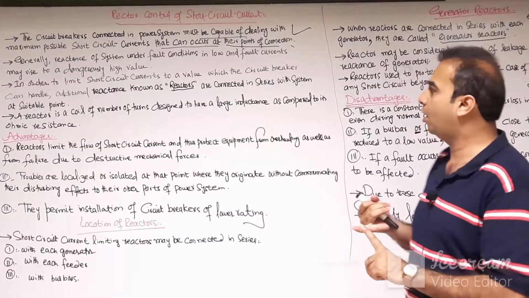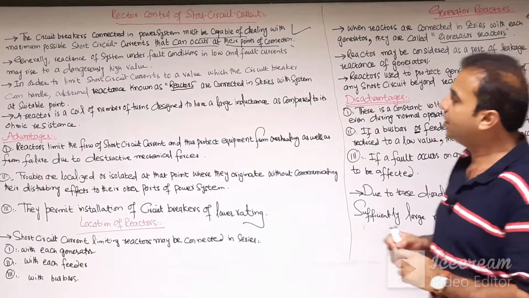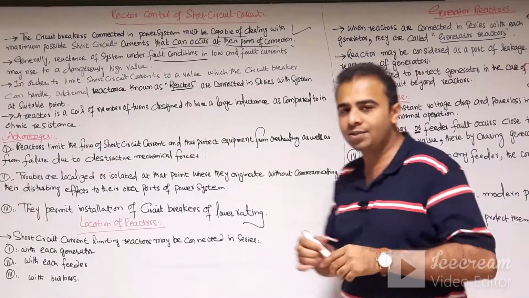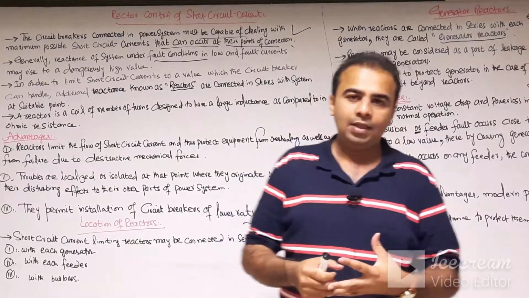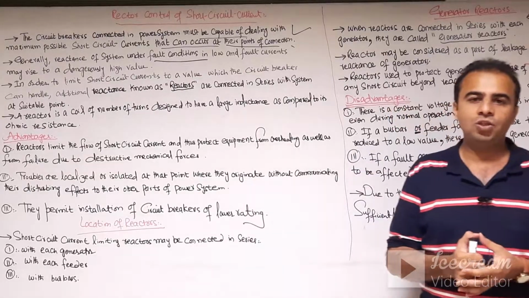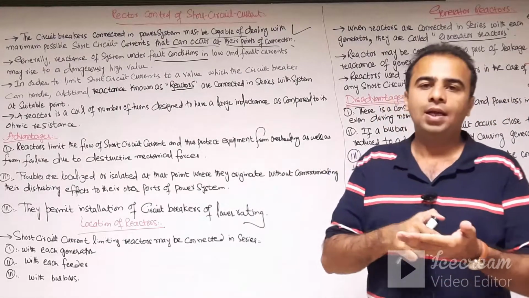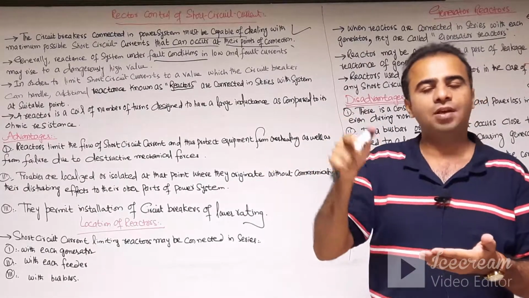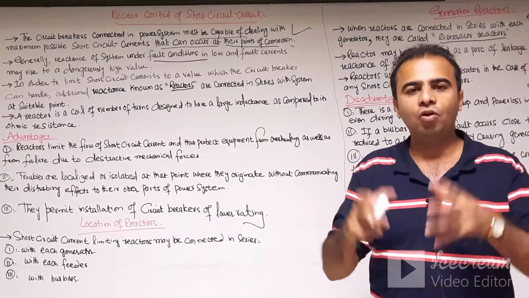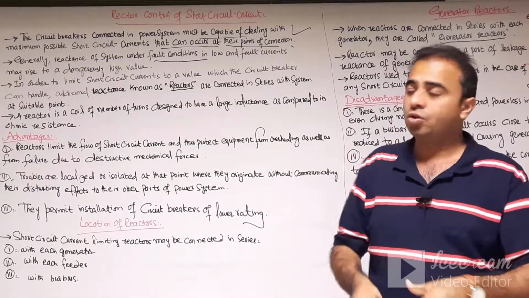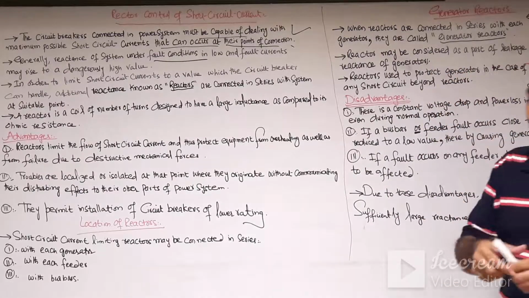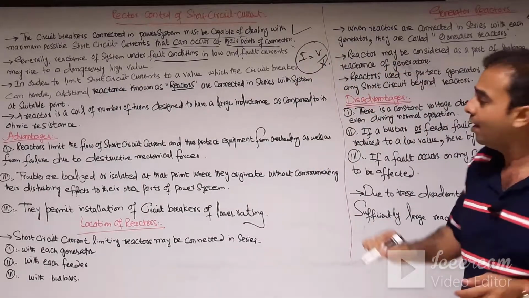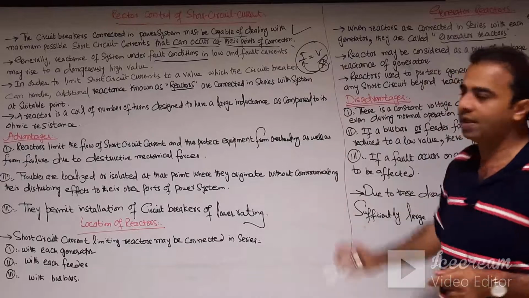So it can be operated under all conditions, but generally the reactance of the system under the fault condition is very low and the fault currents are dangerously high. In the previous video on short circuit, I described that at the point of the fault the current is dangerously high, the impedance of the system is very low, and the voltage at the fault point is reduced to zero. The reactance and the current are inversely proportional, so if X is very low, the current is dangerously high.